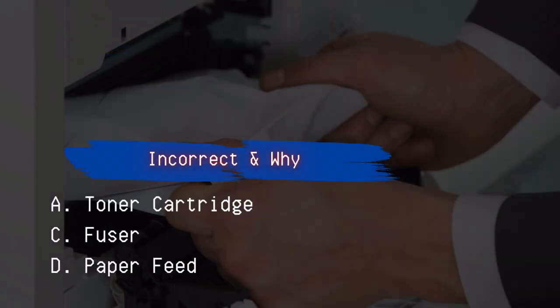Incorrect answers. A, toner cartridge. Now, a faulty toner cartridge usually results in faded or incomplete print rather than streaks. C, the fuser. A damaged fuser could cause smudges rather than specific streaks. And D, the paper feed. Issues here lead to paper jams or misfeeds, not streaks on the printout.